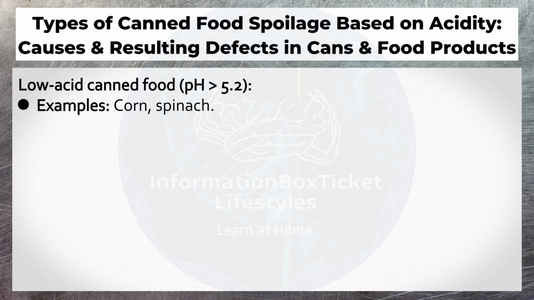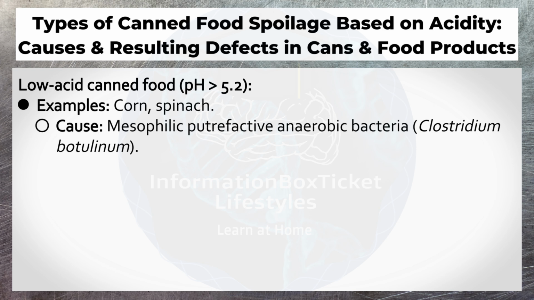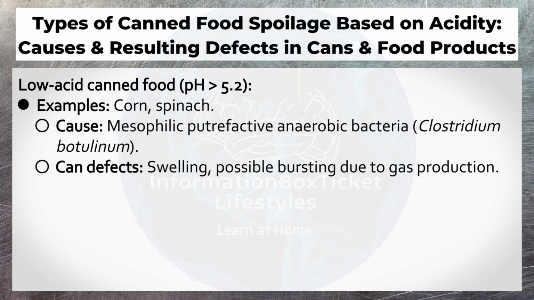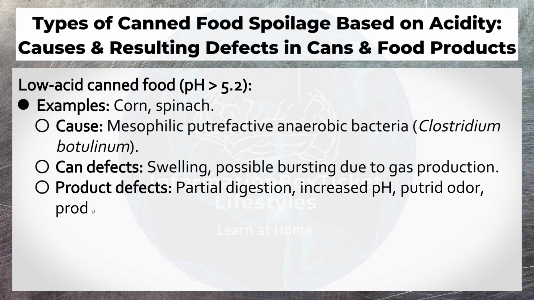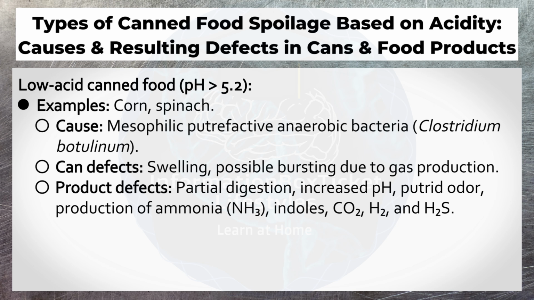Examples: corn, spinach. Cause: mesophilic putrefactive anaerobic bacteria, Clostridium botulinum. Canned defects: swelling, possible bursting due to gas production. Product defects: partial digestion, increased pH, putrid odor, production of ammonia, indoles, carbon dioxide, hydrogen, and hydrogen sulfide.